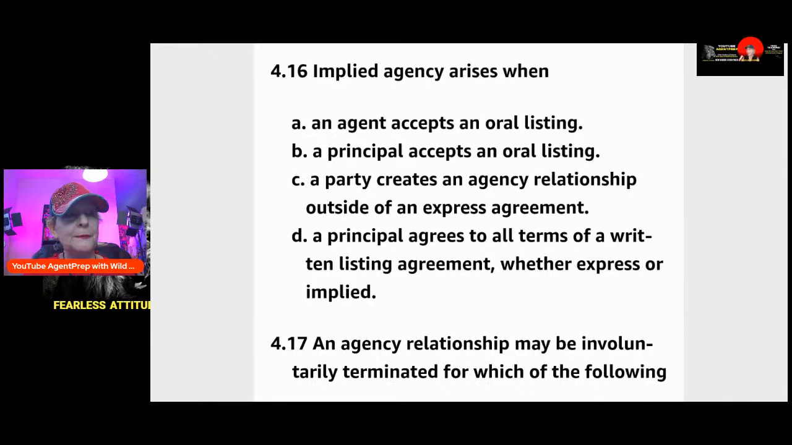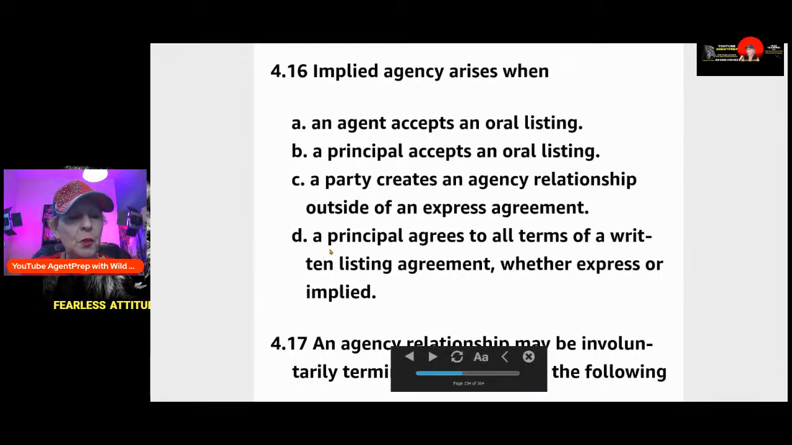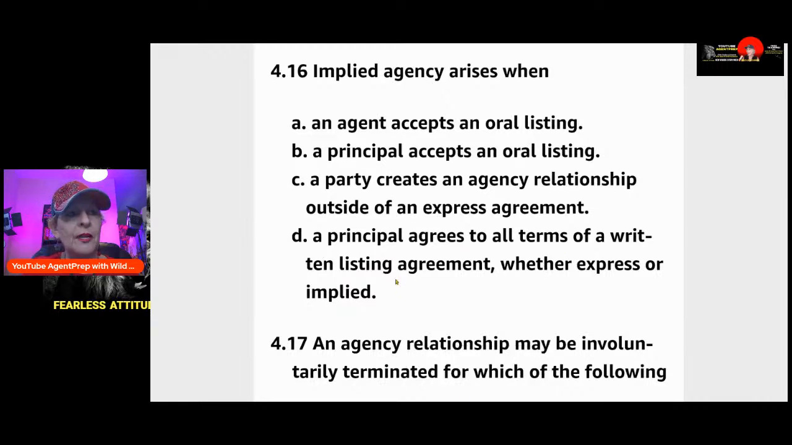It is not D. Because D says a principal agrees to all terms of a written agreement. You don't have to have an agreement. It doesn't even have to be verbal. It has to be, we're working with that individual. So the answer is actually C. A party creates an agency relationship outside of an express agreement. So it is implied.